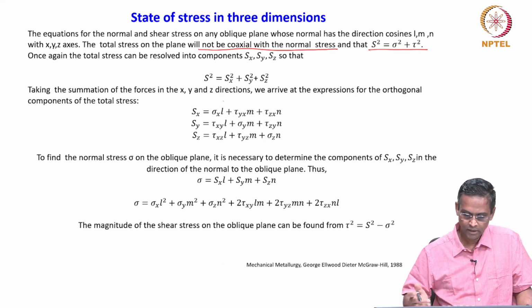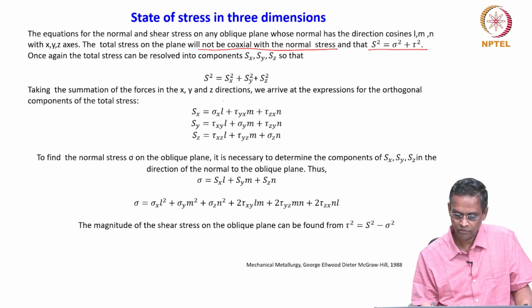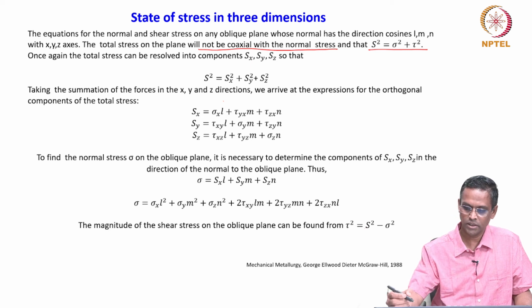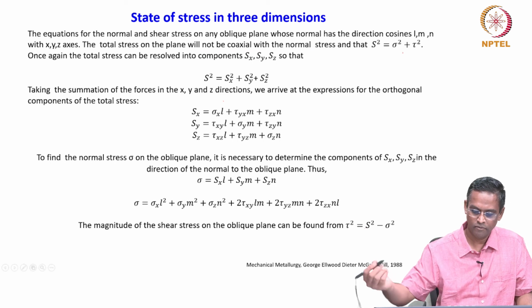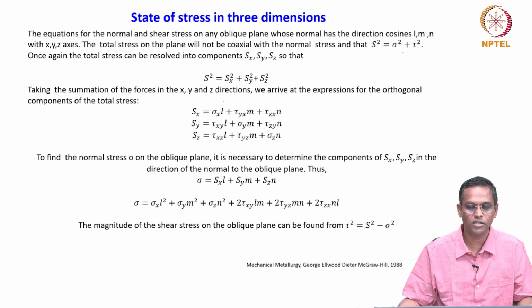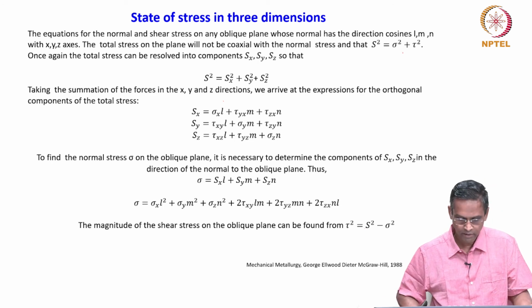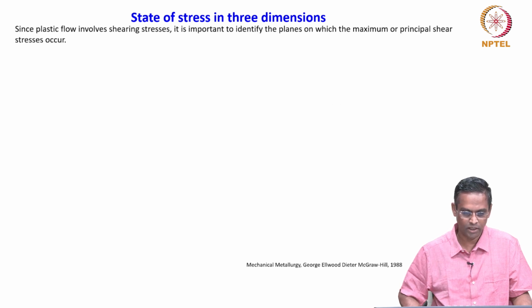Again, the magnitude of the shear stress on the oblique plane can be found from tau squared is equal to S squared minus sigma squared, which comes from this. So these are all simple ways of looking at how we can visualize this normal and shear stress, and then we can also work out a little more detail to get this expression.